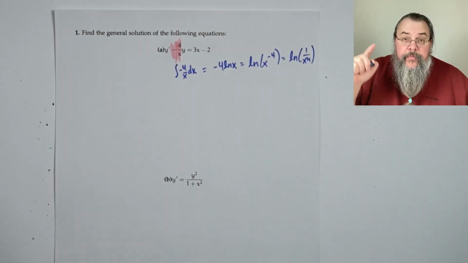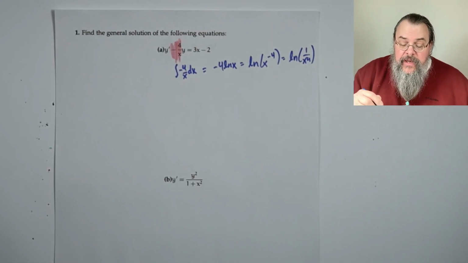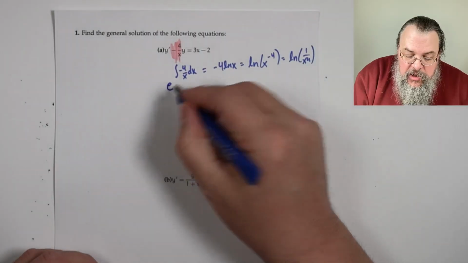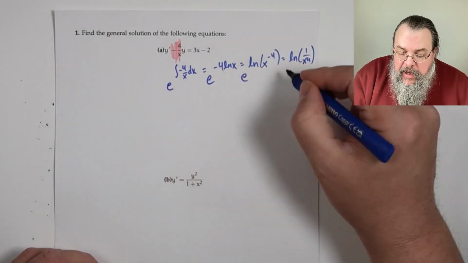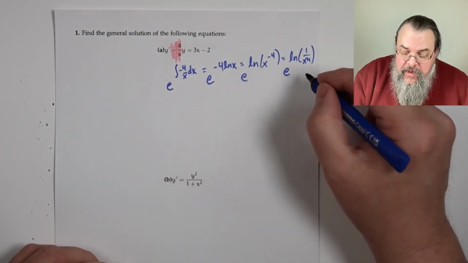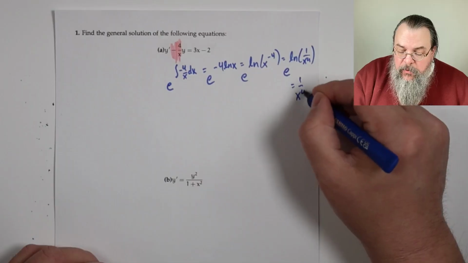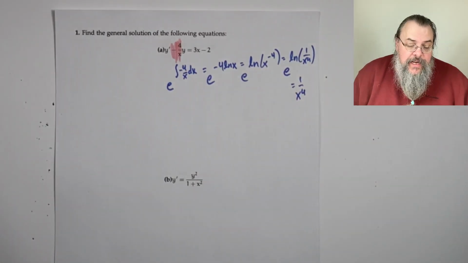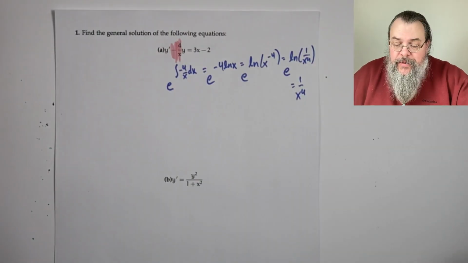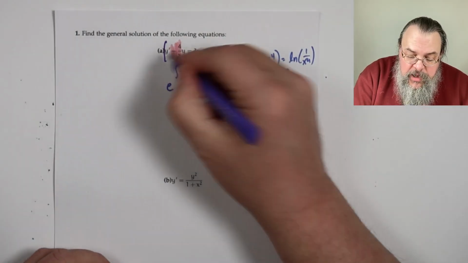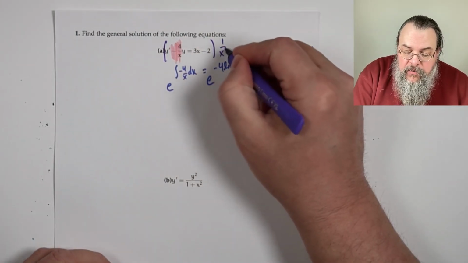Now, we're going to take that term, and remember, for integrating factors, you don't just integrate it, you take e to that. So we have e to that. And e to the log, very clean. And so we get 1 over x to the 4th. Okay, so that's our integrating factor. What does that mean? Well, it means we're going to take our original differential equation, and multiply everything by 1 over x to the 4th.